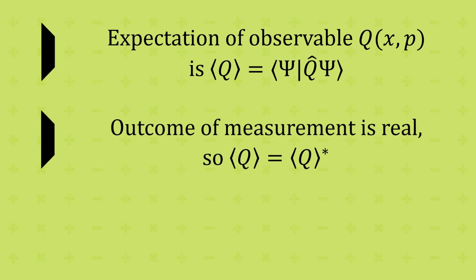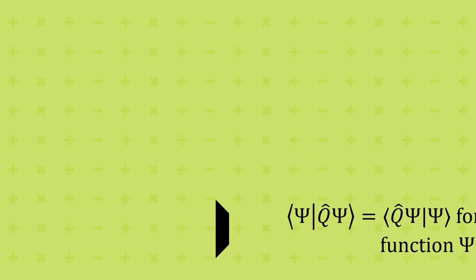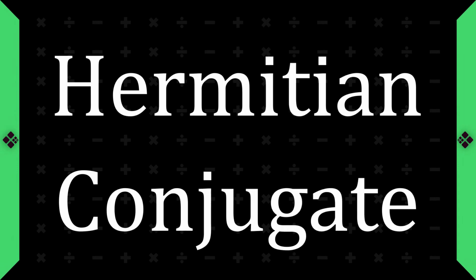Next, let's discuss some results for the expectation value of an observable. The expectation value of an observable q of x and p is equal to the inner product of psi with q hat psi. But the outcome of a measurement is real, so the expectation of q is equal to its complex conjugate. Since the complex conjugate of an inner product reverses the order, we must have that the inner product of psi with q hat psi is equal to the inner product of q hat psi with psi for any wave function psi.